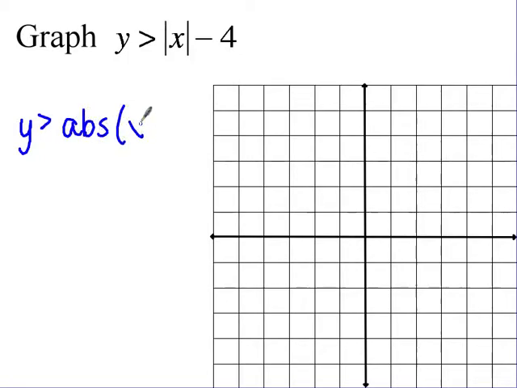Okay, when you get GeoGebra started, what I want you to do is instead of doing y equals, I need you to type it in exactly as you see it up there in the blue. So y and then the greater than symbol and ABS x minus 4.